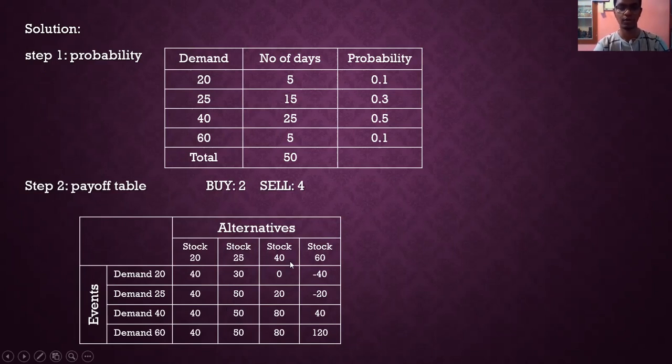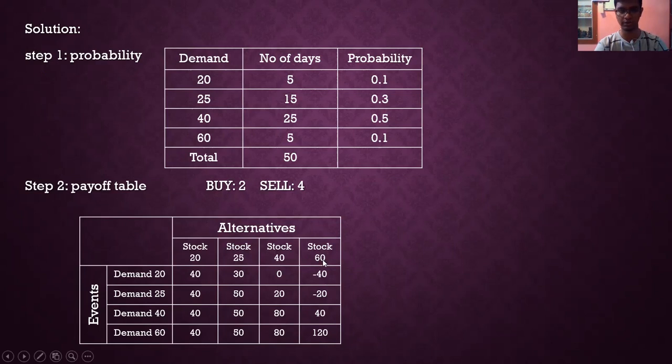Next again, we have a stock of 40 and the demand of 40. So now we can meet the whole demand with the whole stock. We can sell these 40 stocks. So 40 into 2 will give us 80. That 80 will be written here.